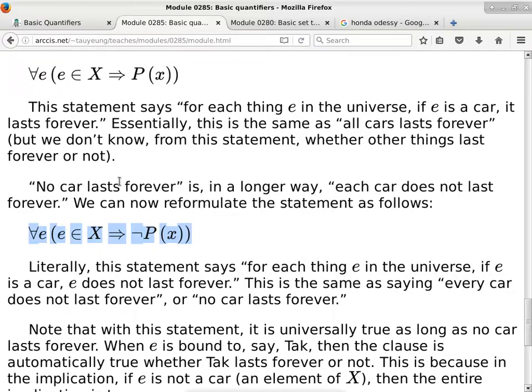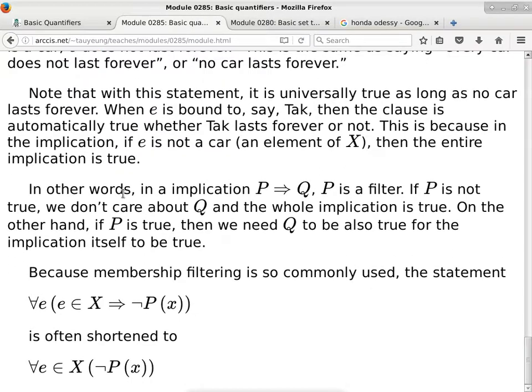Now, it can be true, it can be false, okay? But what it is trying to state is no car lasts forever. That is the shortest way to describe this statement. All right, very good.